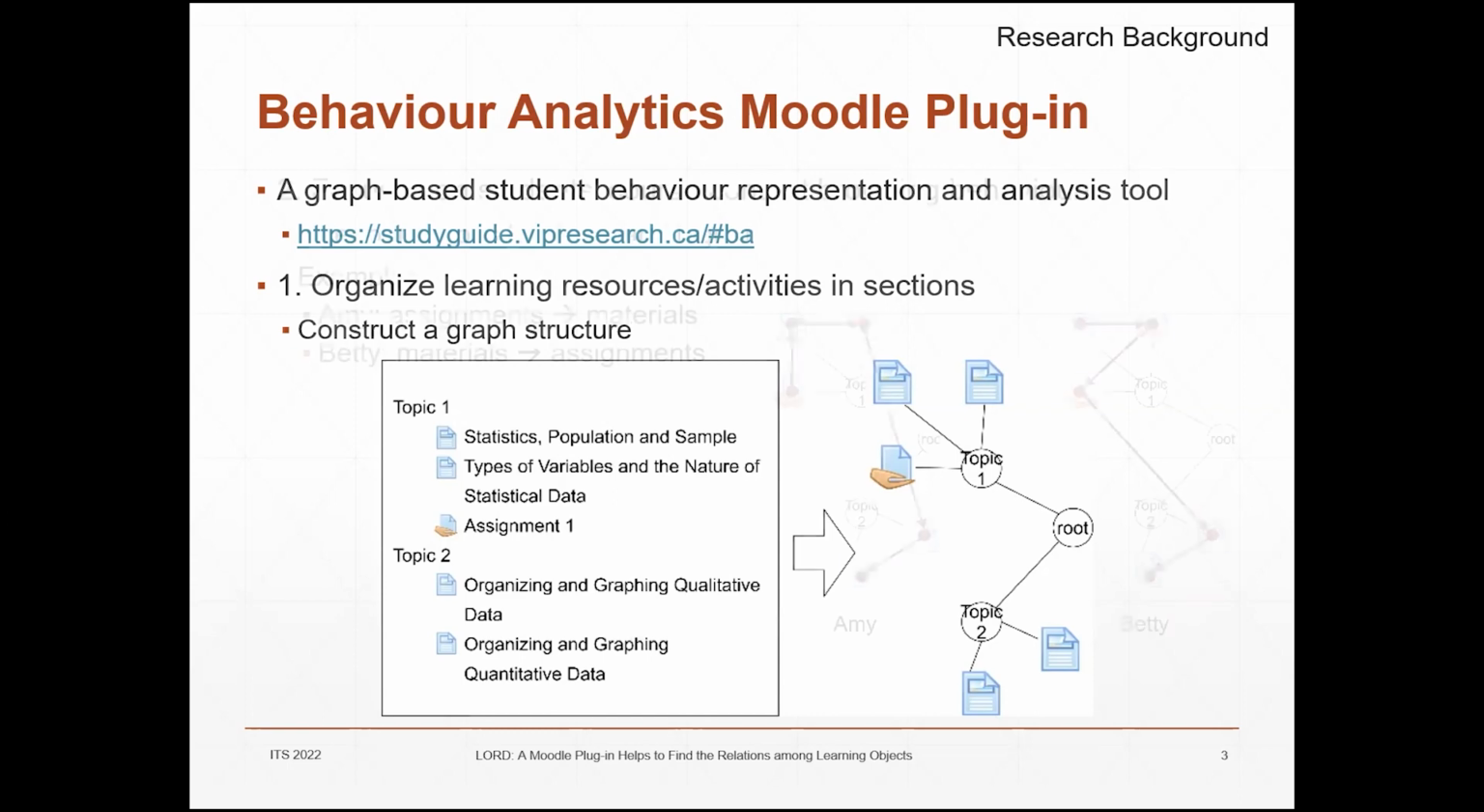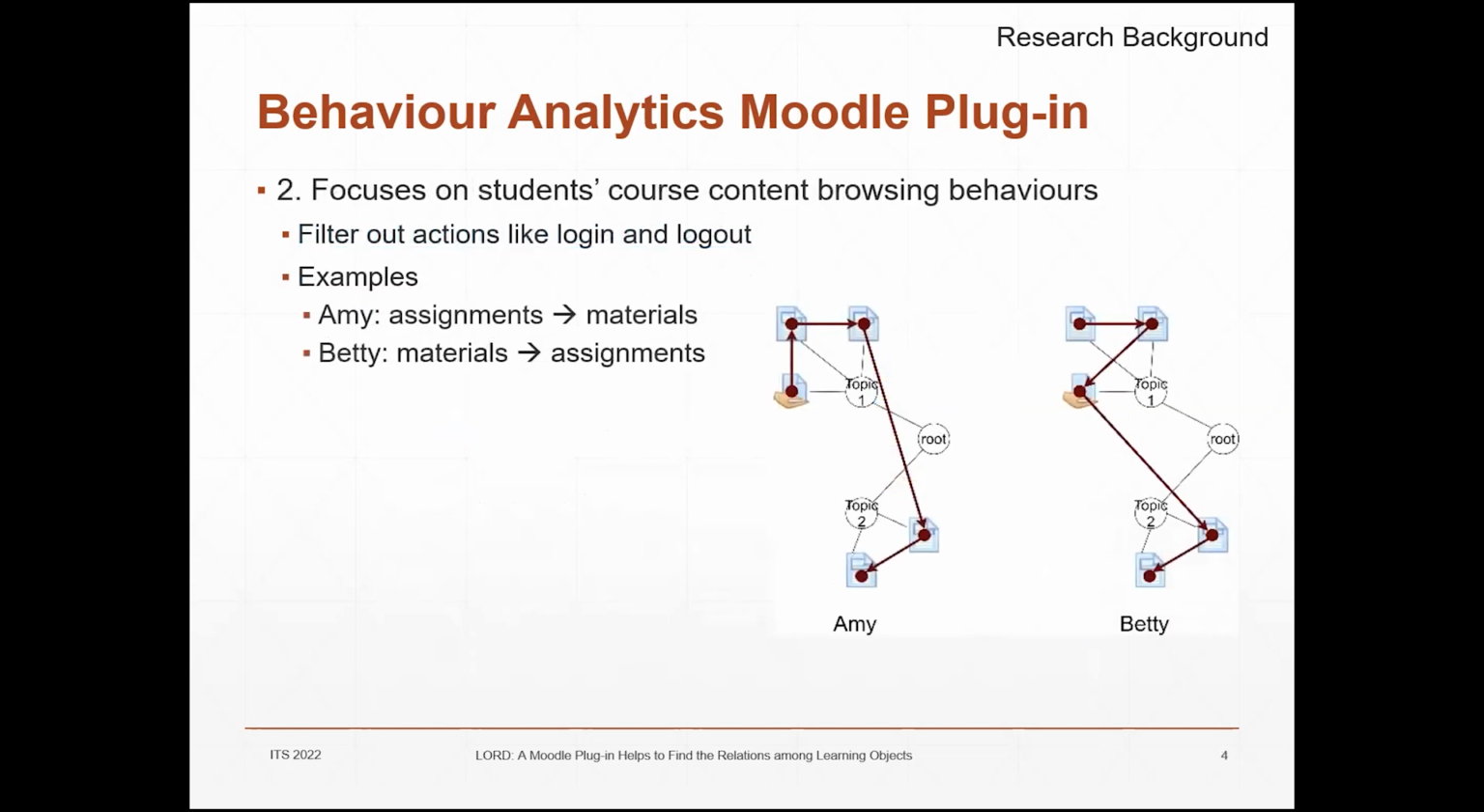After this, we track the students' behavior when they visit all these resources, and we are able to build a student behavior graph. Here there are two student examples. Amy prefers to check the content of the assignment first. So she starts by visiting the assignment, and then goes to the 2 materials.